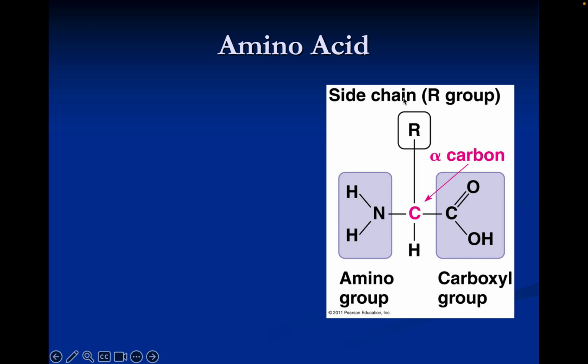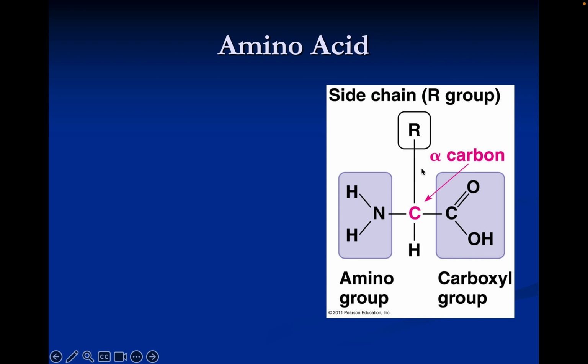Amino acids have a structure like this. They all have an amino group with this nitrogen. They all have an alpha carbon and a carboxyl group. This is a carboxylic acid. So you have amino and an acid, hence the name.